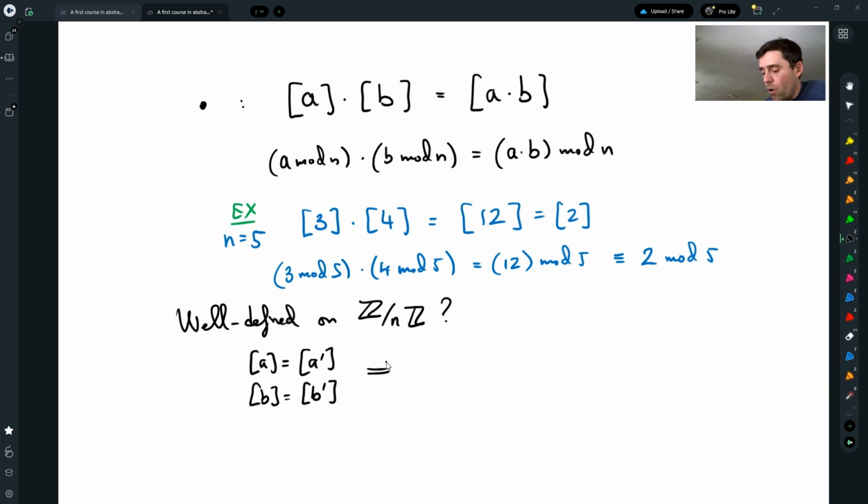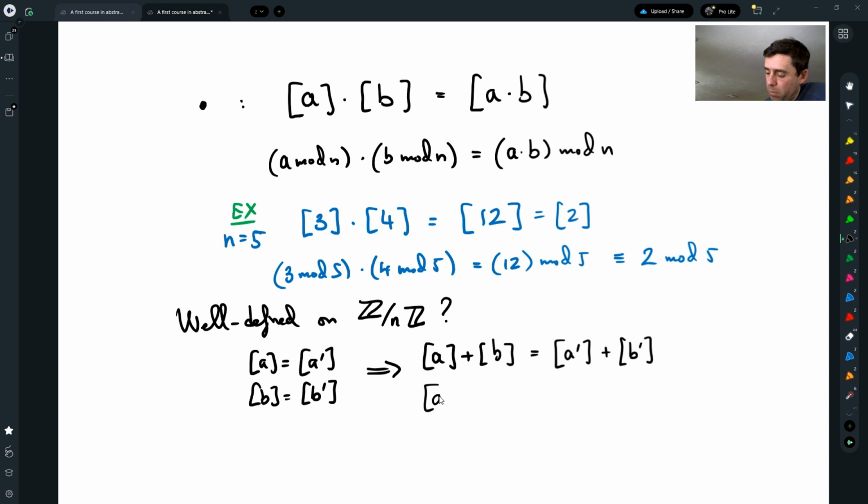What I want to know is that if I add A and B, that should give me the same answer as if I add these two. And if I multiply those classes, that should give me the same answer if I multiply those classes. Okay, let me show you. Let's do the addition and prove that this is actually true.